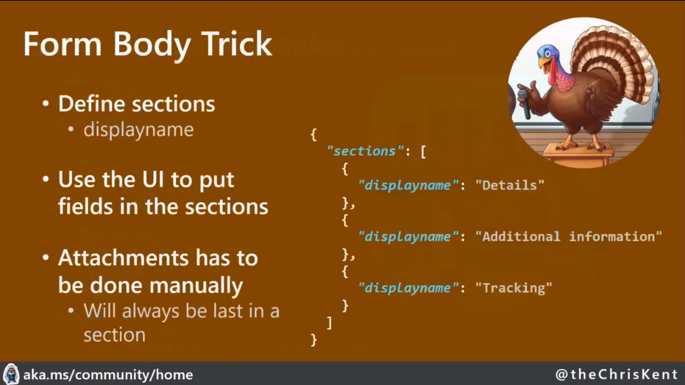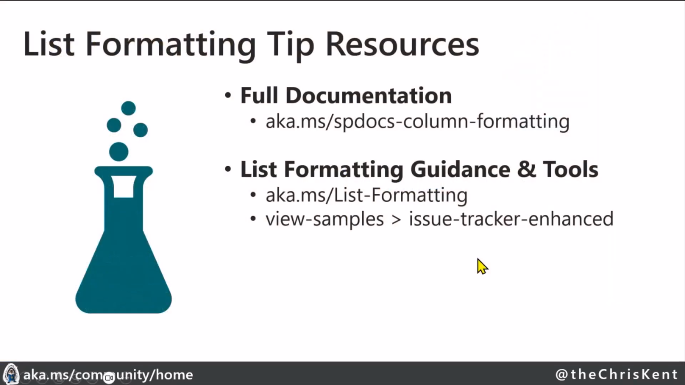It's great. And then here's that form body trick. If you just define those display names of the sections, then you can use the UI to do the rest. And then finally, check out the documentation. And then this sample has all of these different formats and things, and your starter JSON all in it is the issue tracker enhanced. And that's it.